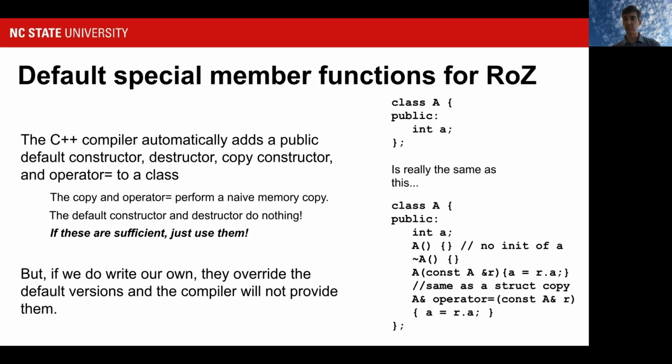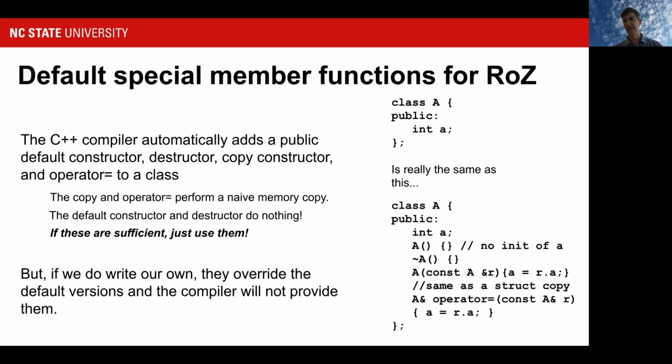The one thing I might want to change is the default constructor, because maybe I want to at least initialize this field to 0. Okay, but for everything else, the destructor, the copy constructor, and the assignment operator, I can just use their default implementations. Now, it's one thing to note. If we do write our own, for any one of them, it overrides the default version in the compiler, and the compiler won't provide one for us.